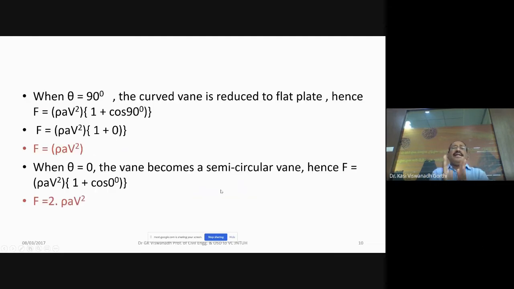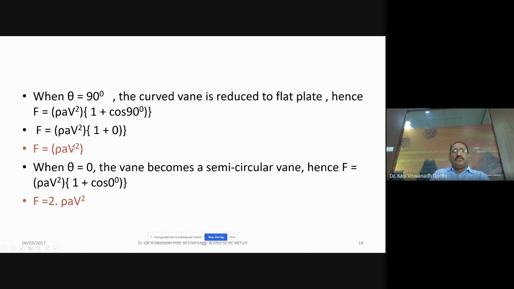When theta is equal to 90 degrees, what will happen? The curved vane is reduced to a flat plane, because of the included angle we have shown in the figure as theta. So if theta becomes 90 degrees, the case reduces as if the liquid jet is striking a flat plate held normal. Theta becomes 90 degrees. So if you substitute cos 90 here, your rho a v square is reduced to case 1.